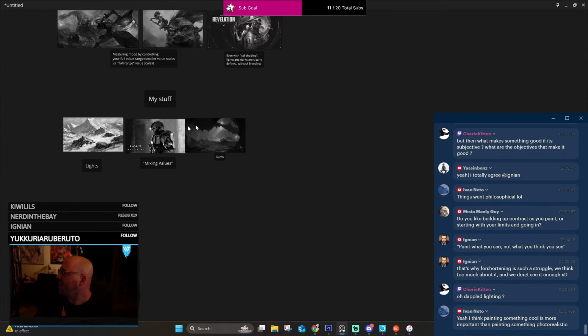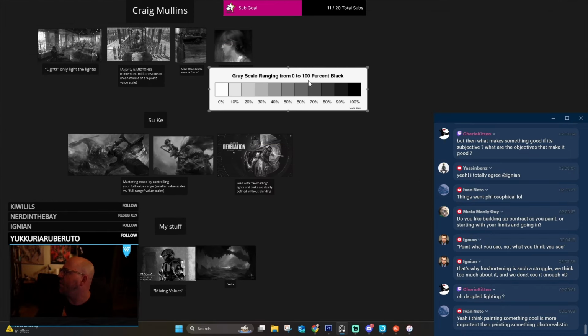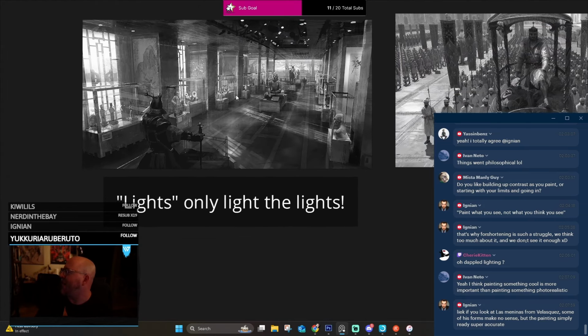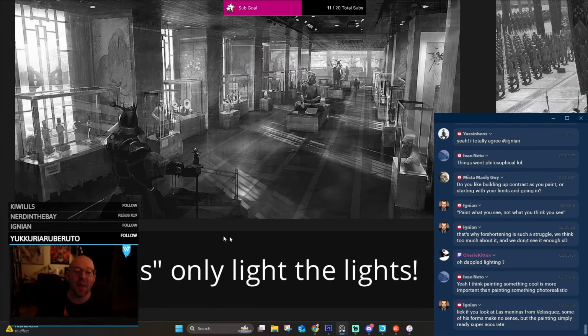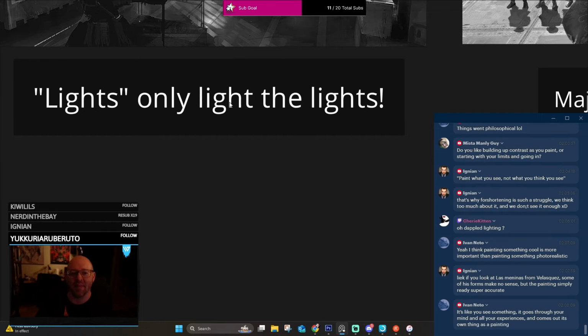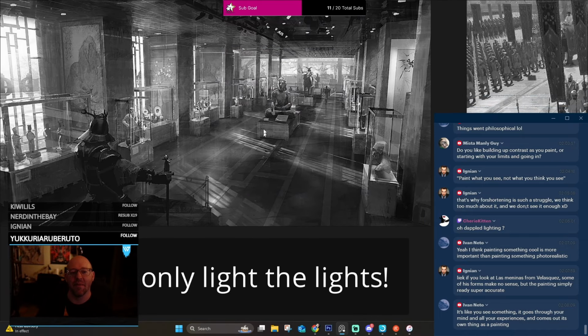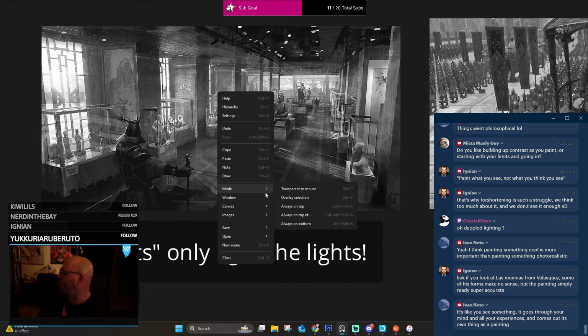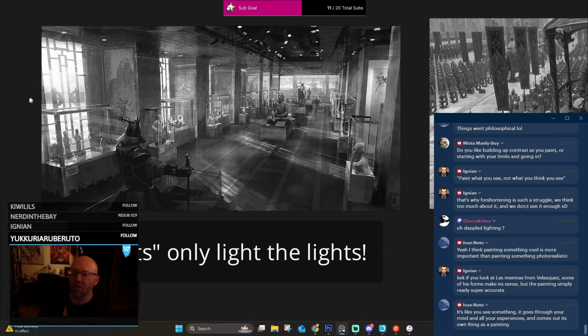So we'll go back to Craig Mullins real quick. A few other things I want to show you before I wrap this up. This makes a lot of sense to me, just saying. Lights only light the lights. And this is a perfect example of it. Actually, we'll just keep this grayscale. Since we're working values, let's just keep it there.